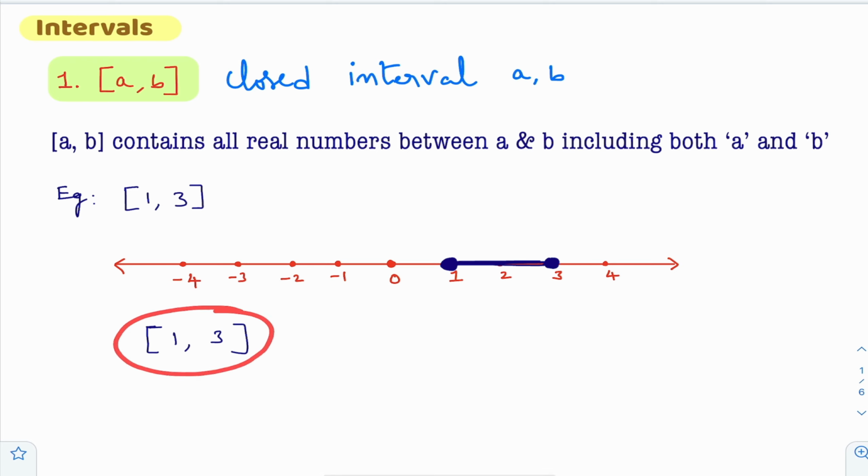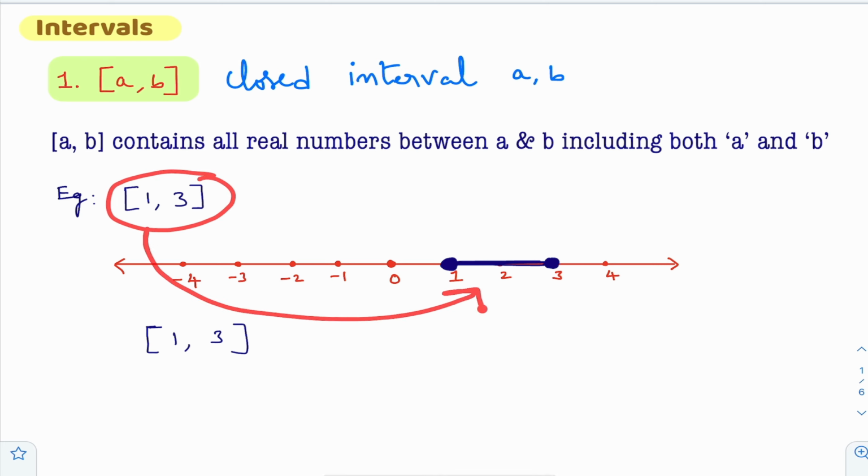See, in this interval, 2.999999, this number is present in this interval. Yes, 2.999 somewhere here. 3, is 3 present in this interval? Yes, because this is closed interval. In closed interval, 1 is also included, 3 is also included. 3 belongs to this interval. I hope you are understanding. Closed interval 1 comma 3 contains all the real numbers between 1 and 3, including both 1 and 3.